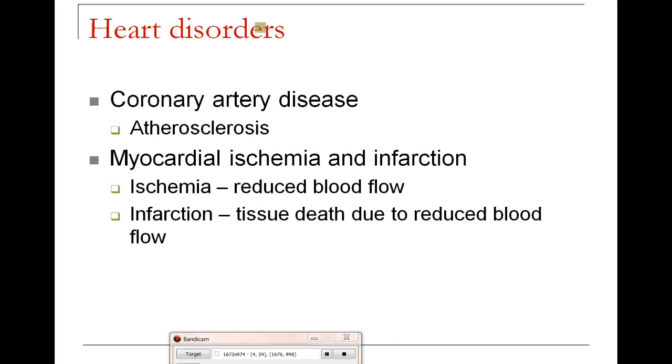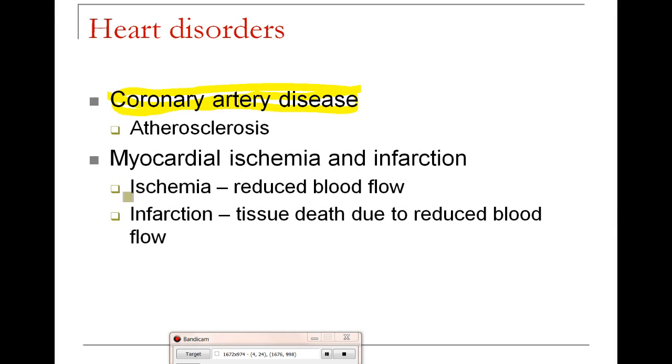Now, there are lots of different heart disorders. Some of the things that you might be familiar with: coronary artery disease. This is when the arteries that feed the heart itself have a problem, like arteriosclerosis, or hardening of the arteries. There might be plaque in there. If there's plaque, it reduces the blood flow to the heart, and if the heart muscle doesn't have any blood, the tissue dies. That leads to myocardial ischemia or infarction.